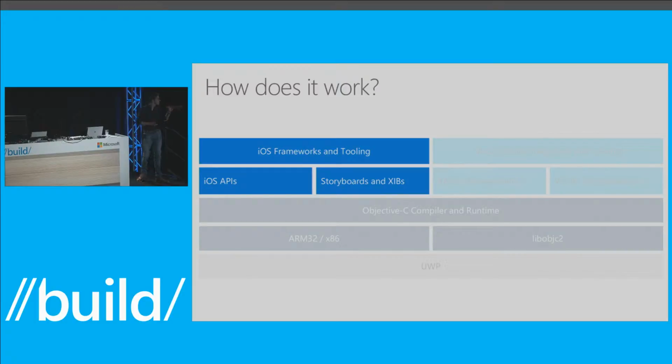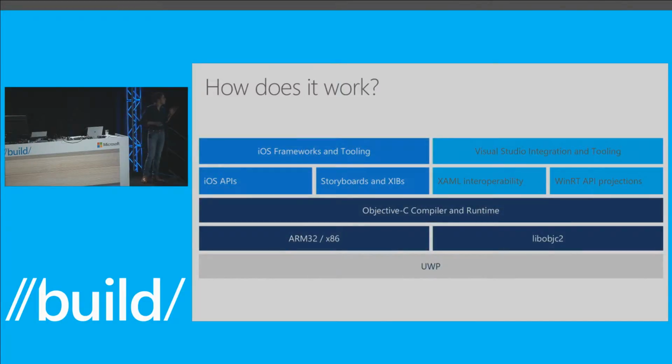Now, the third piece are our Visual Studio integration and tooling. Now, I'm not just talking about syntax highlighting here, although we have that in Visual Studio. It's a lot more than that, right? What I'm talking about is full XAML interoperability. That means you can access XAML controls directly from Objective-C. You can mix and match XAML controls with UIKit controls completely seamlessly, and they're all rendered by the same compositor and treated the same by the runtime.